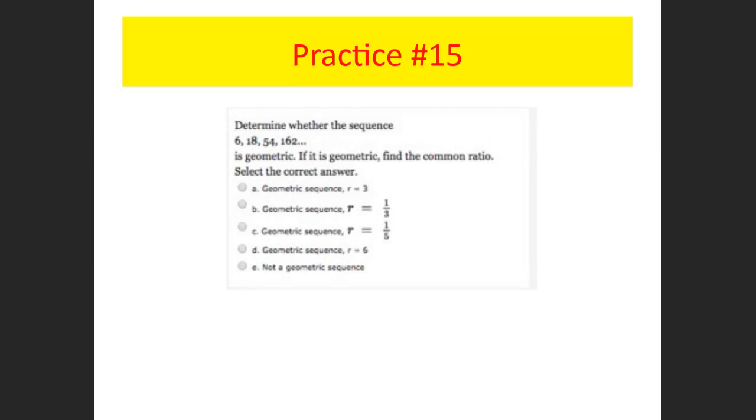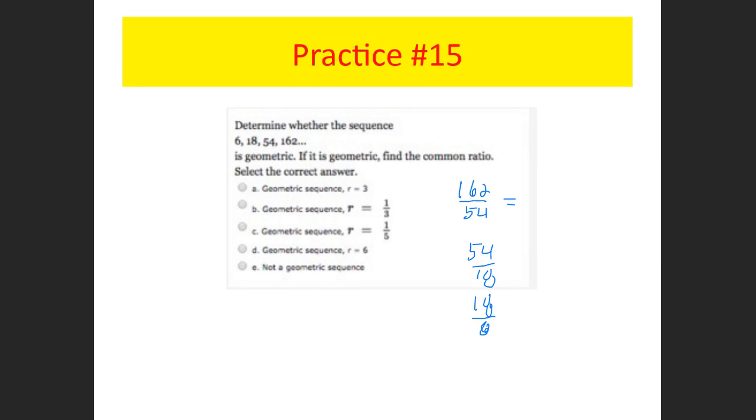So a practice problem, it says, determine whether the sequence 6, 18, 54, 162 is geometric. If it is geometric, find the common ratio. Okay, so in order for it to be a geometric sequence, every term has to give you, if you divide, so 162 divided by 54, 54 divided by 18, 18 divided by 6, they all have to give you the same ratio.